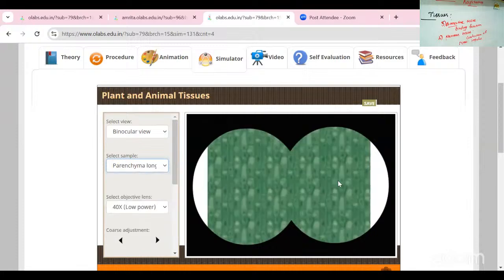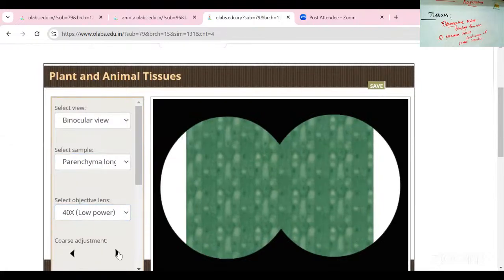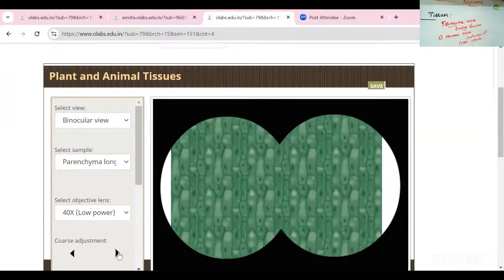I am choosing the parenchyma cell. Yes, I adjusted the microscope. Yes, this is the parenchyma longitudinal cell structure. There are different kinds of cell structures present. We know that concept: parenchyma, collenchyma, sclerenchyma. These are all kinds of cell structure. So this is the structure of the parenchyma longitudinal part.